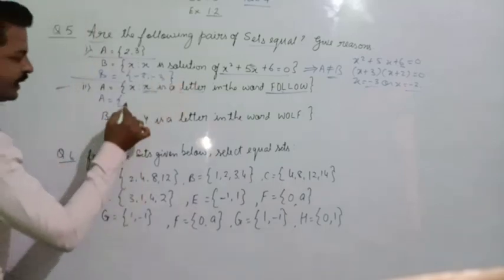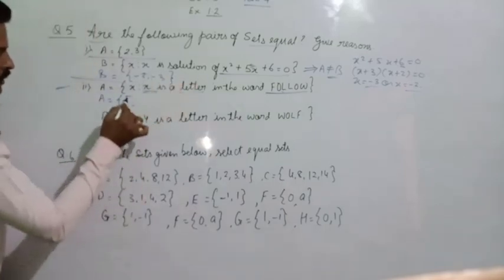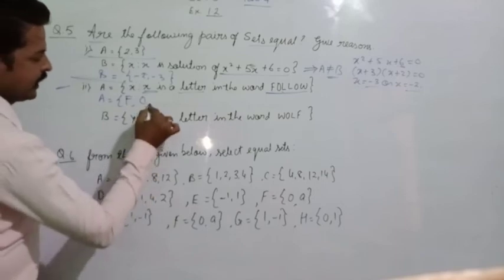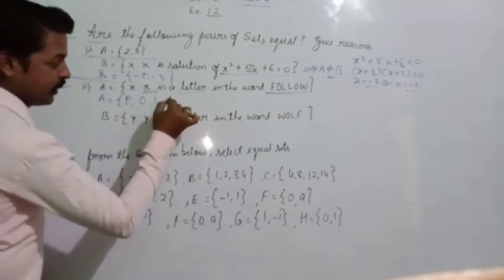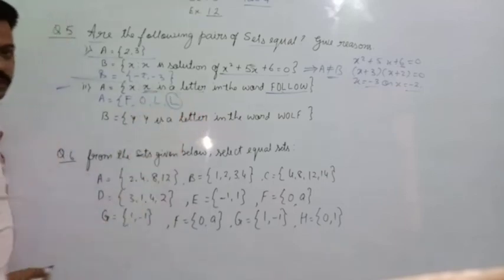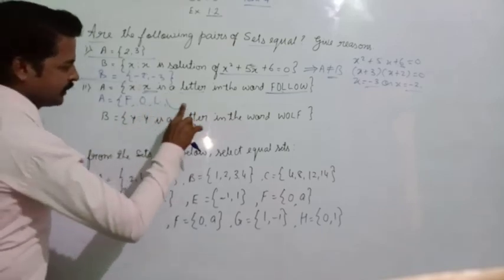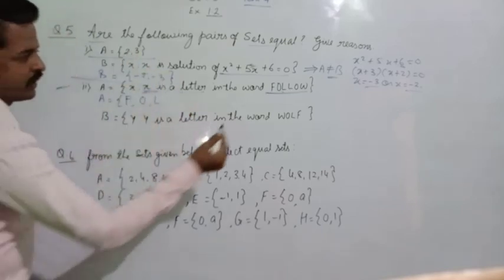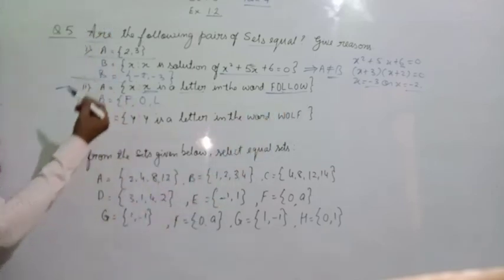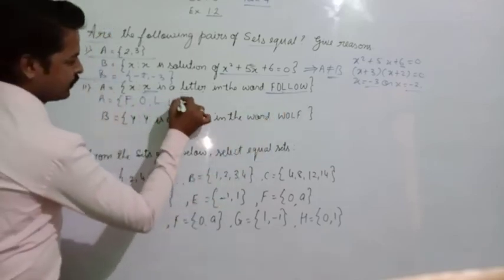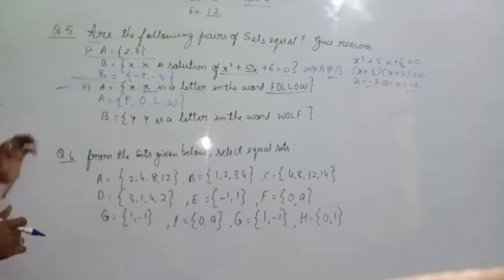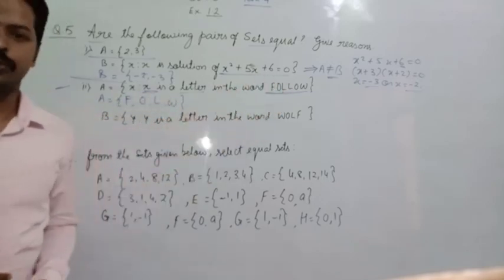Now what are the letters it has? F, comma, O, then it has L. Then we will not write L again because repetition is not allowed in the listing method. I hope you remember. So we will not write L. We will write O? No, because O is there. We will write W. So these are the letters of the word follow.